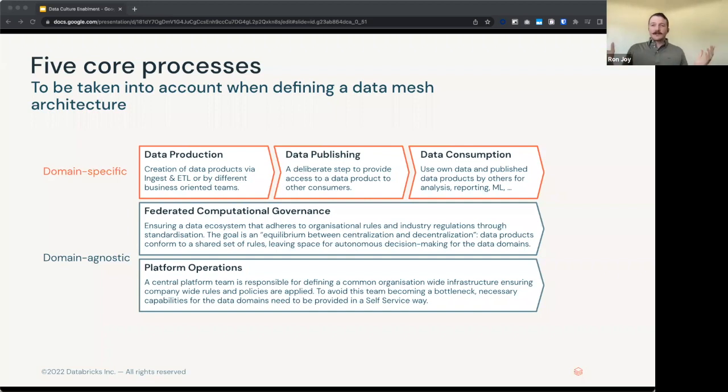Again, these aren't the same everywhere. There are all kinds of different variations of how we do computational governance, how we have platform teams organized, or how we have data production teams organized. So your mileage may vary across the board. I've never seen two organizations that were exactly the same, but this is to get an idea of some of the frameworks that we have in place, right?